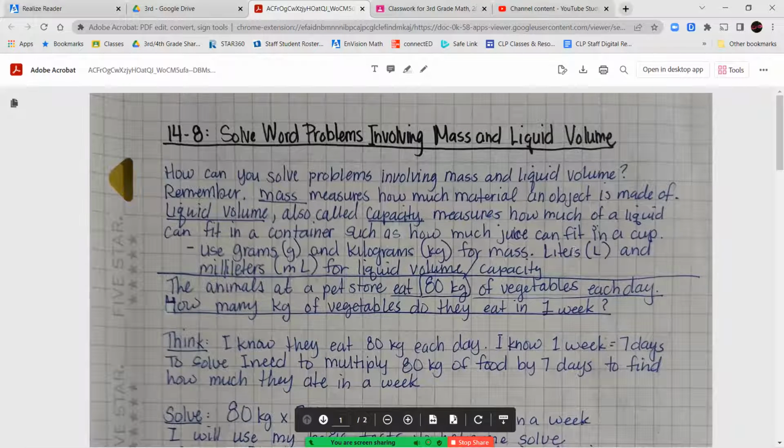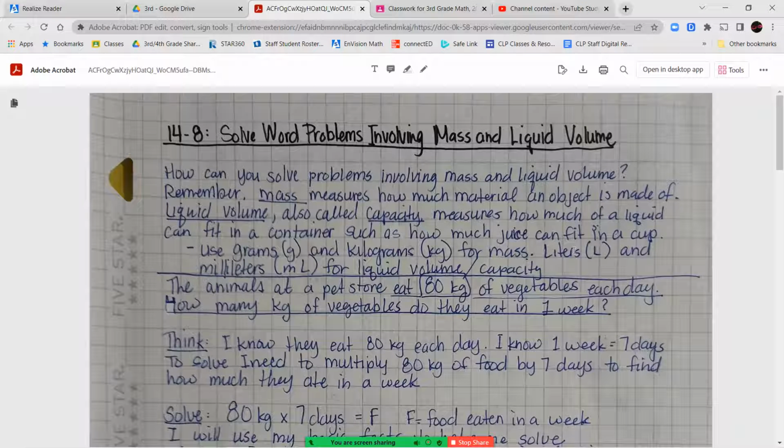So how can you solve problems involving mass and liquid volume? So remember, mass measures how much material an object is made up of. So how much stuff is something made of? And liquid volume, that we also call capacity, measures how much of a liquid can fit in a container, like how much juice can fit in a cup. We use grams and kilograms to measure mass. Those are going to be the units we're focusing on. And we use liters and milliliters for liquid volume or capacity.